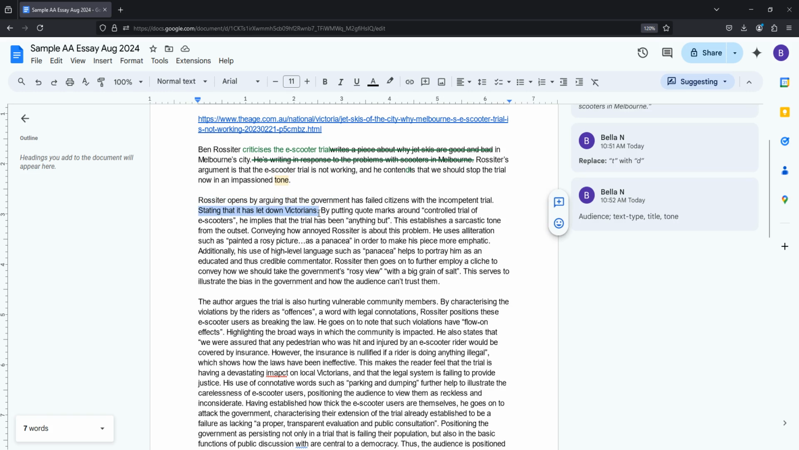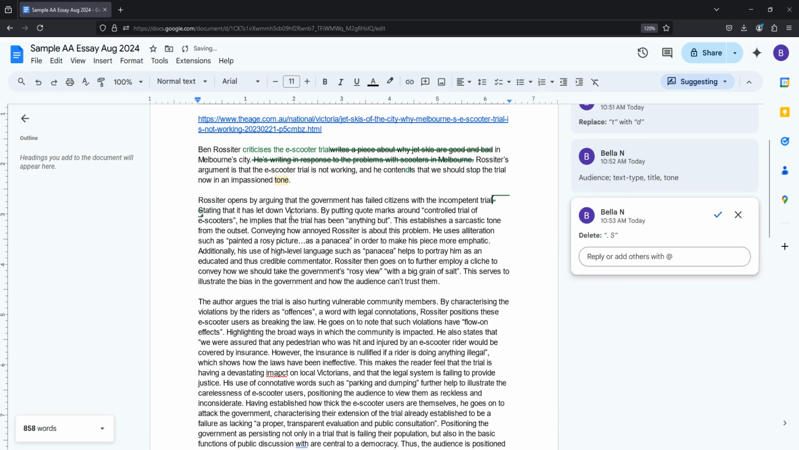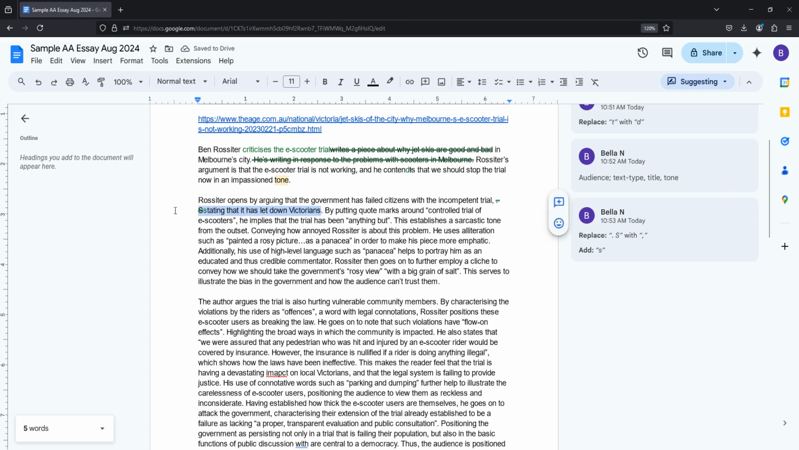Okay, this is a really classic, common problem where basically someone splits a sentence in half with a full stop when it should be a comma. So here we've got a participle phrase, but we don't have a main subject and verb. So this sentence doesn't actually make sense. So we should join these two together. So, stating that it has let down Victorians. Or alternatively, you could just cut this because it doesn't really add a lot.